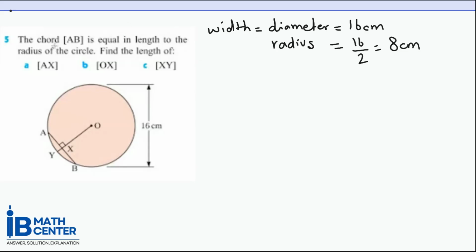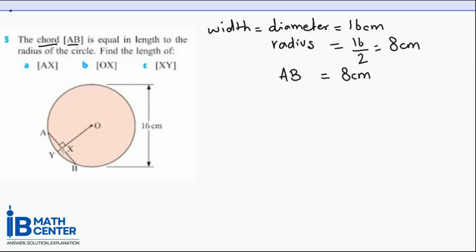Now it's saying that the chord AB, which is this, is equal in length to the radius. So AB is equal to the radius, which is 8 centimeters. Okay, kids? So AB is 8 centimeters. So I have that now. Anything else I can infer?